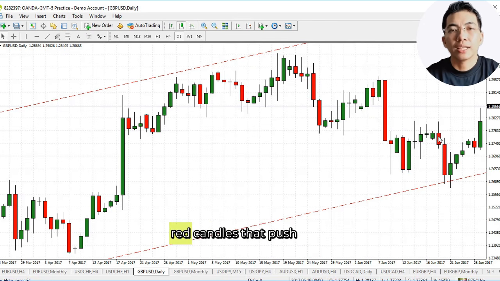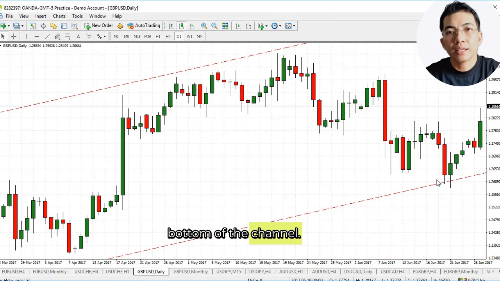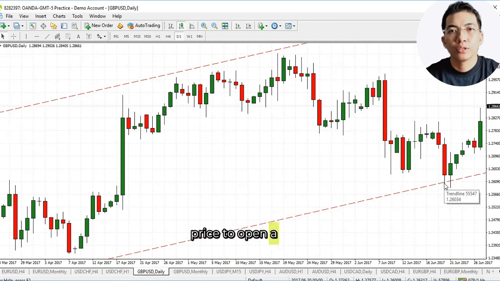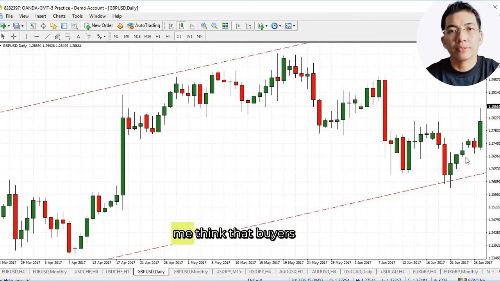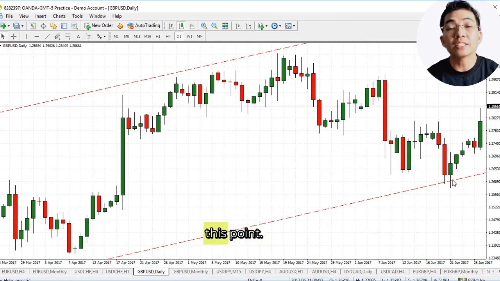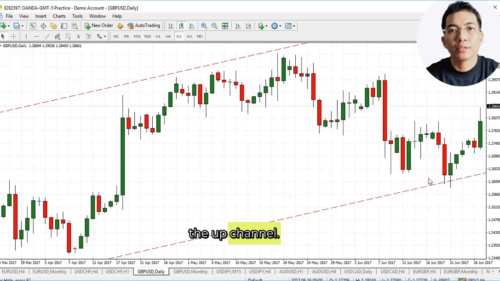Then there are two red candles that push the price down to the bottom of the channel. You can see that this shadow hits the bottom of the channel. This is a good price to open a long position, but of course I want to wait for a signal, and unfortunately all the following candles are not strong enough to let me think that buyers are taking control of the market again. So I wouldn't open any long trade at this point. I can't see any good reason except for the up channel.